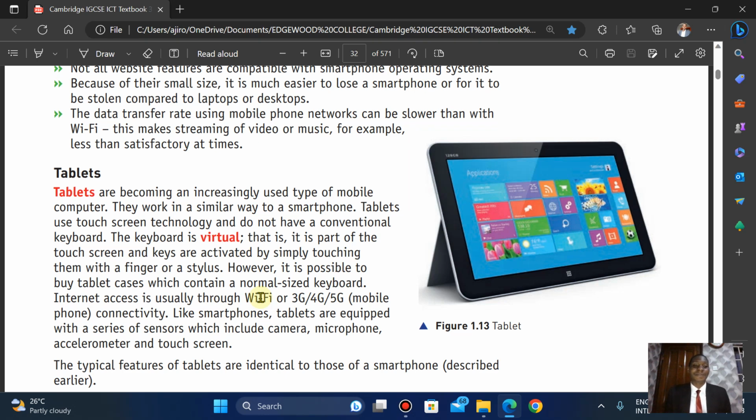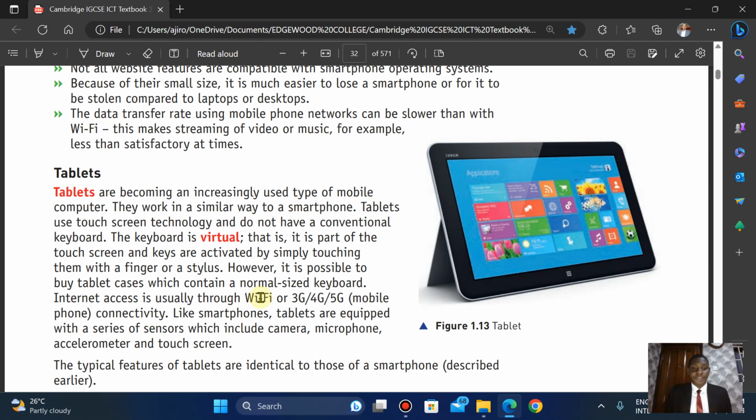So tablets are an increasingly used type of mobile computer, right? They're very similar to smartphones. They use touchscreen technologies. They don't have a conventional keyboard. You just have to buy it, right? And of course, the keyboards are usually virtual. They're activated by simply touching them with a finger or a stylus.